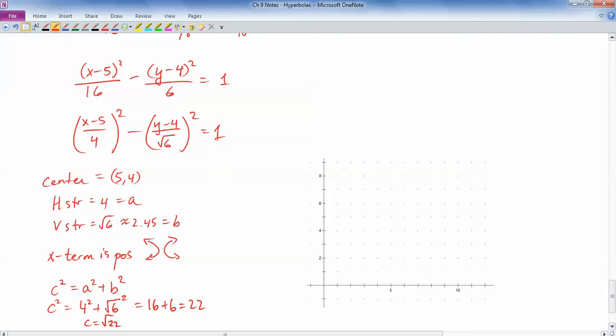So let's go ahead and plot them. So I'll do blue. So the center point is 5, 4. That's right here. And then to build the rectangle, we got to go 4 in each direction, left and right. So there's 1, 2, 3, 4, right there. I've got to go 2.45 up, so 2 and about a half, and 2 and about a half down. So here's my rectangle.